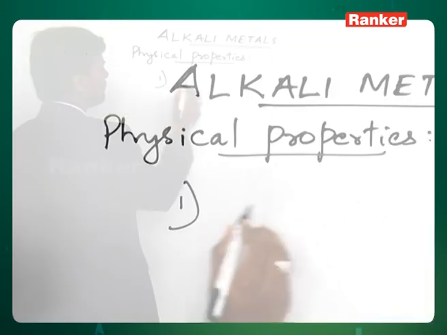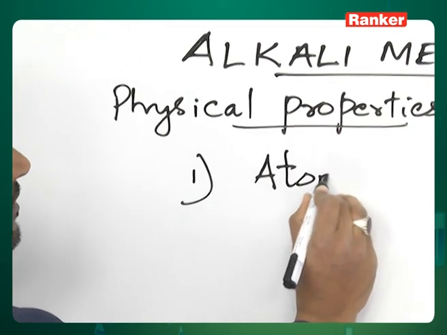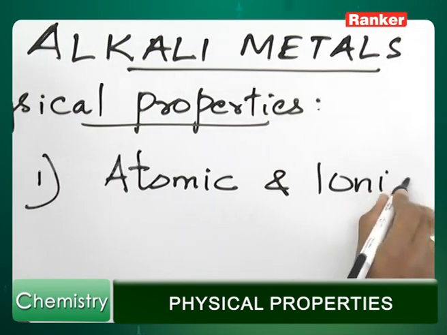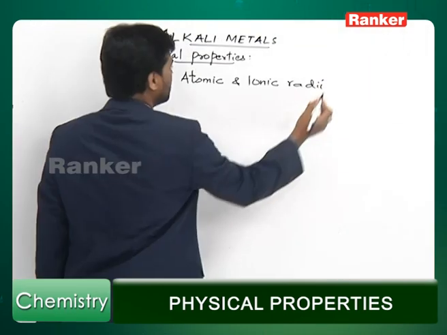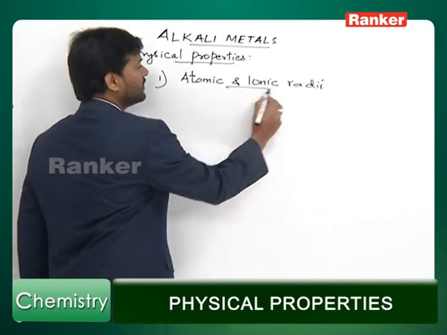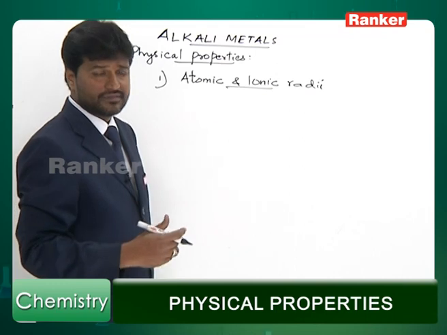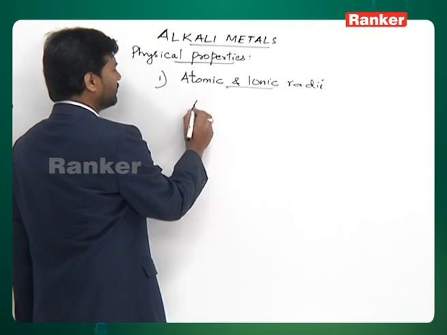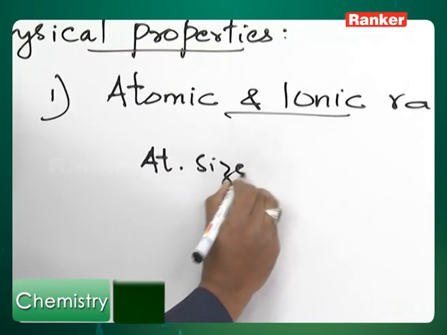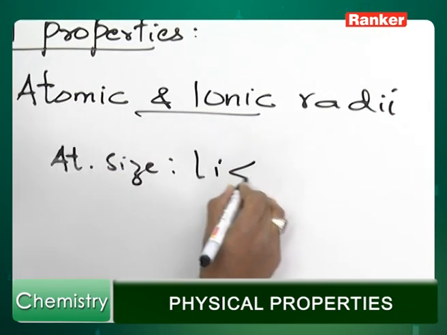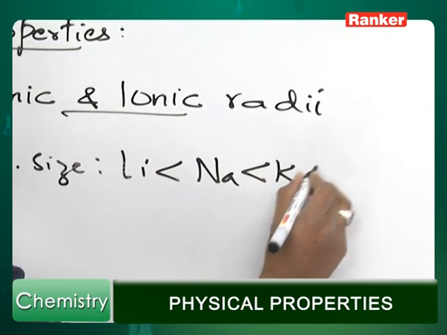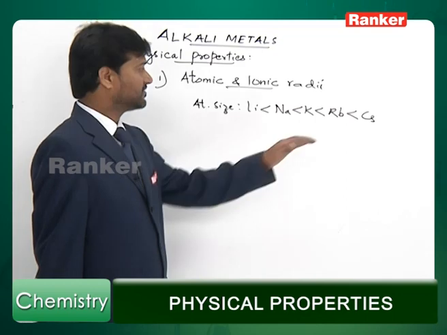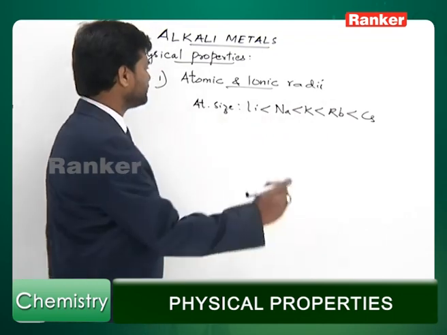Number one is atomic and ionic radii. As you go down the group, the size of the atom increases because there is increase in the number of shells. So, the order of atomic size is lithium less than sodium, less than potassium, rubidium, and then cesium. The atom having largest size among them is cesium, and the one with smallest size is lithium.